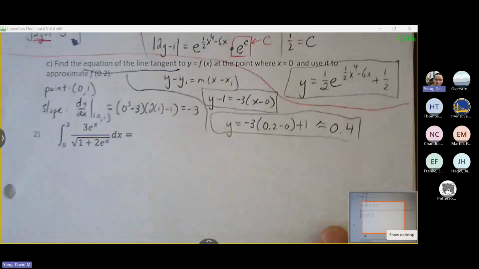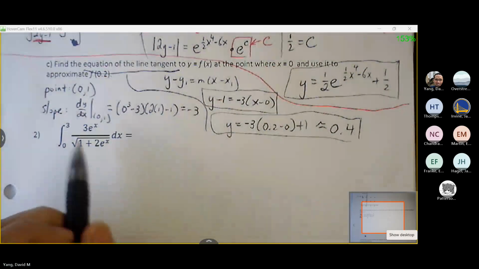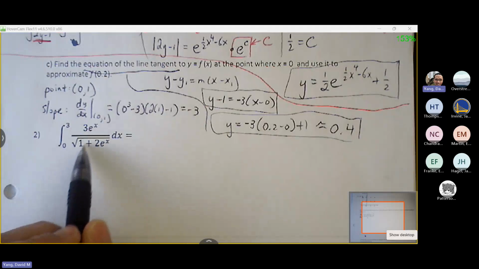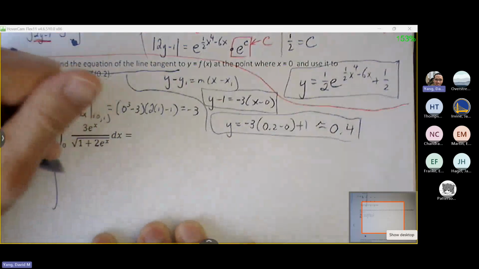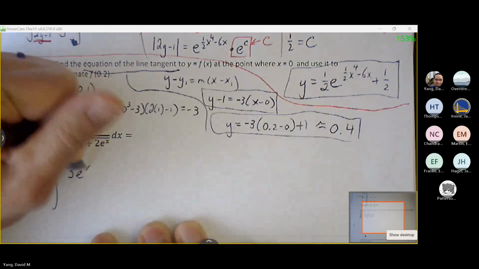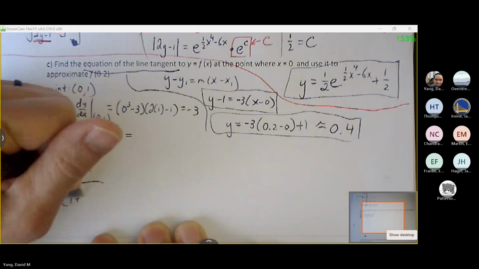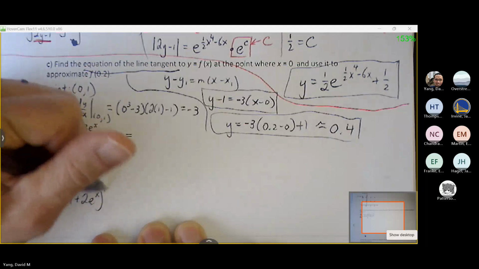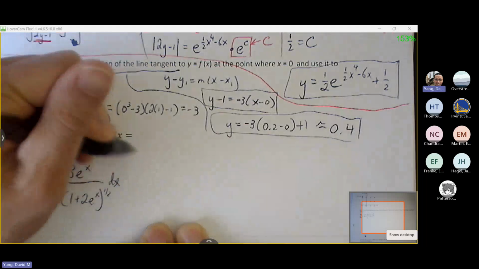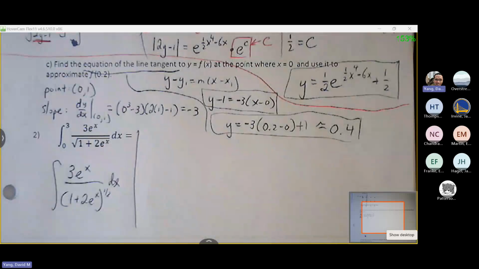All right, number 2. This looks like a u substitution problem. If I get my denominator rewritten, I should be able to identify that u value. If we're doing u substitution, we typically want to target our portion inside the parentheses.